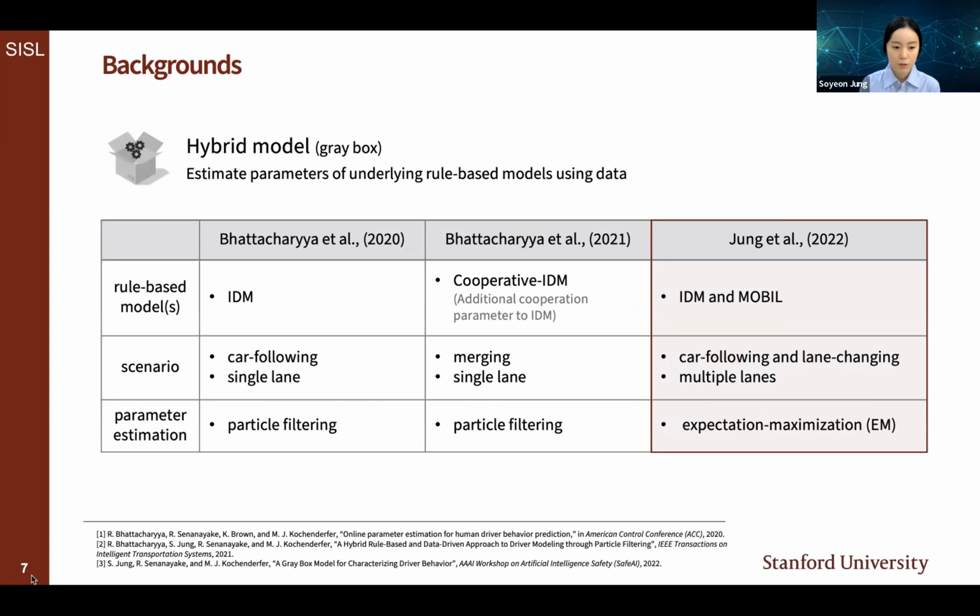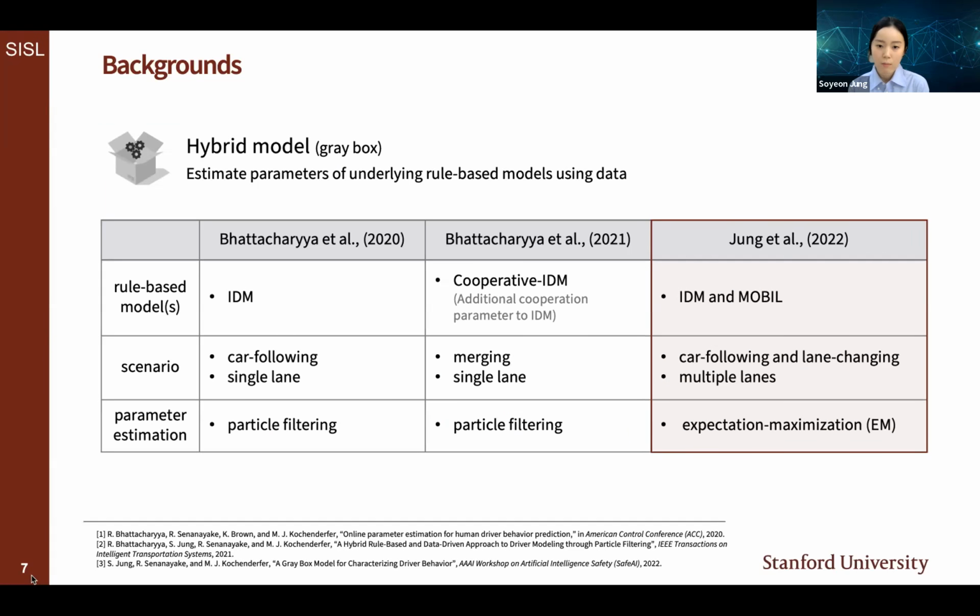Recent studies that use a hybrid model include Bhattacharyya et al., 2020 and 2021. Both works intended to model driver behavior on a single lane scenario and used the IDM, a car following rule-based model. Then they estimated the parameters of this model using a particle filtering algorithm. My work has extended these works to a multiple lane scenario.